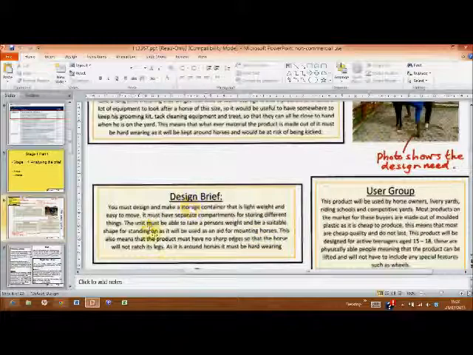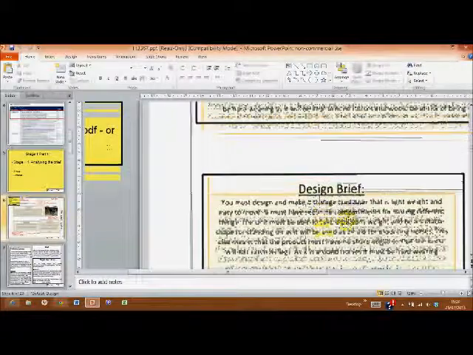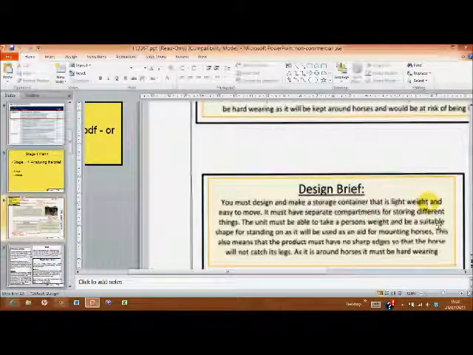So, for example, I am going to design and make a storage container that is lightweight and easy to move. So she hasn't said it's going to be plastic or metal or wood or anything, but that is going to be a consideration. You can also say it must be durable, and you're all going to mention it's going to be made from sustainable materials. It must have separate compartments for storing different things. So that gives her the option to have different size compartments and a different number of compartments.